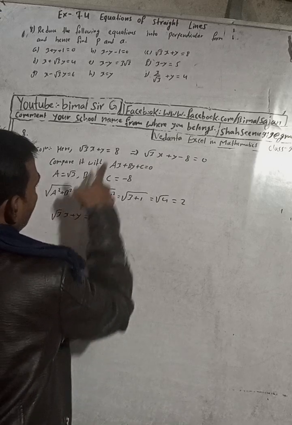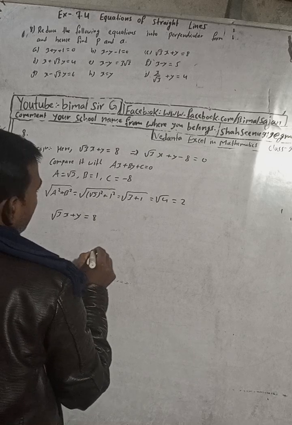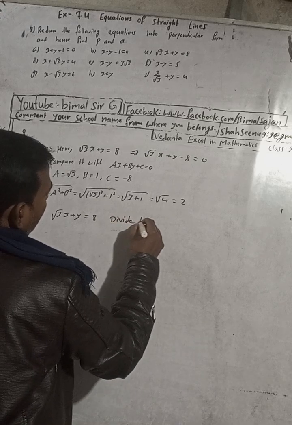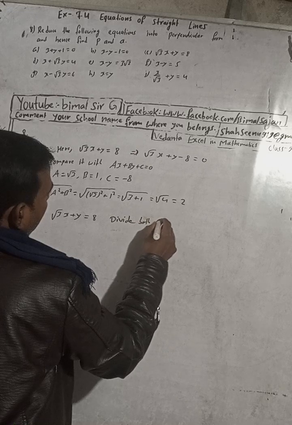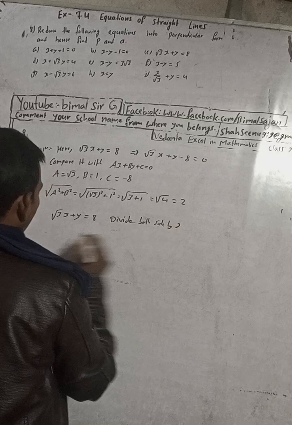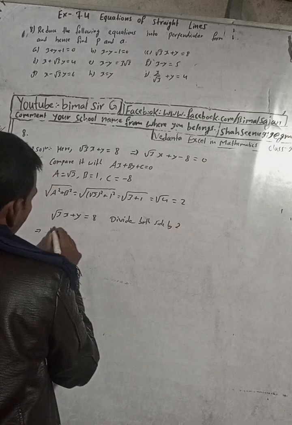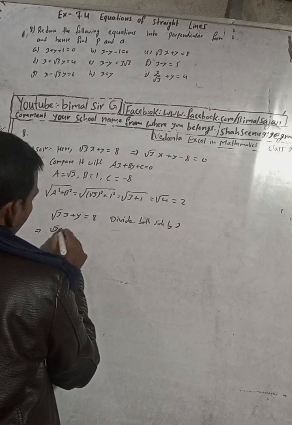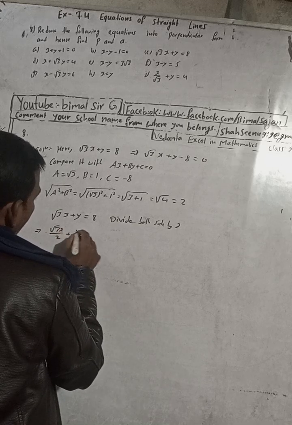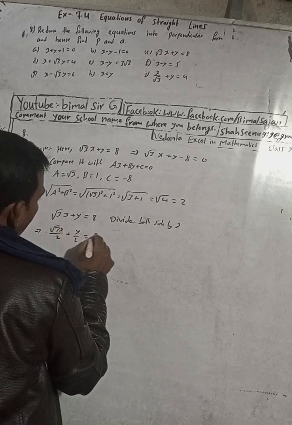This is okay. You can write the same form. Now divide both sides by 2. So dividing both sides by 2 implies root 3 x by 2 plus y by 2 is equal to 8 by 2.